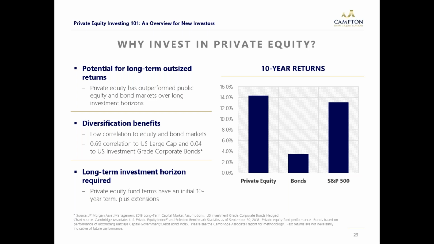Another reason is that when you add private equity to an investment portfolio, it has fairly low correlation to public markets, and very low correlation to the bond markets. So by adding private equity to an investment portfolio, it actually improves the risk return profile for that portfolio. And finally, the reason why I use 10-year returns is because private equity is truly a long-term investment. For those new to investing in private equity, you really must have a long-term view and a long-term horizon when you create your program.